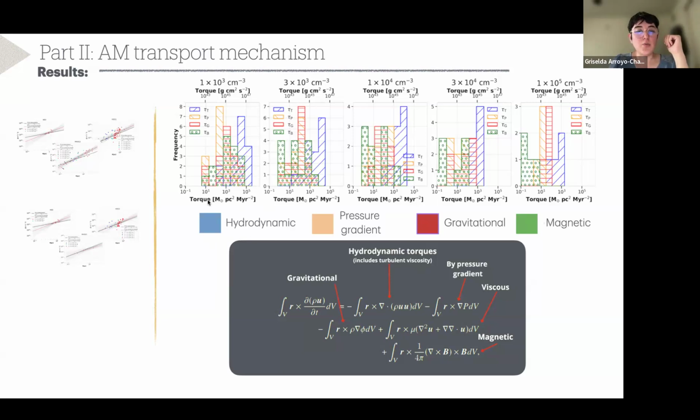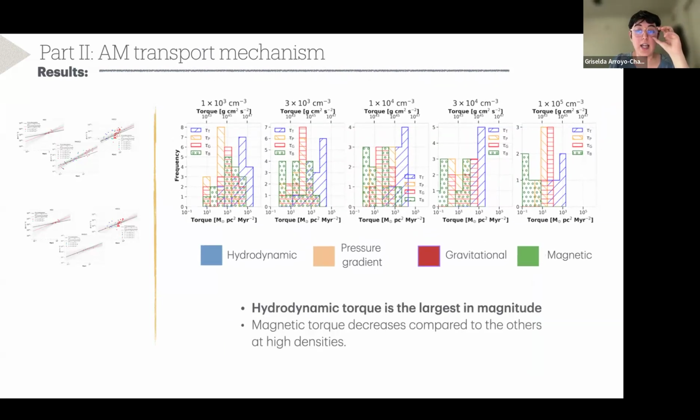And what we see is that the hydrotorque, which includes turbulence and viscosity, is the largest. We always see that the blue is larger in magnitude compared to the other torques. So our proposed solution to this angular momentum problem is that, mainly at this scale, it could be due to turbulent viscosity, this hydrotorque. There is still debate about the meaning of this hydrotorque, but it's essentially what we have. Again, the hydrotorque is larger in magnitude, and the magnetic torque, for example, decreases at high densities.